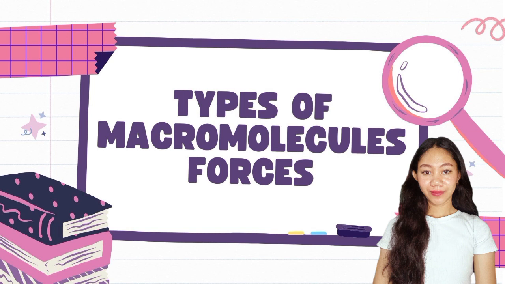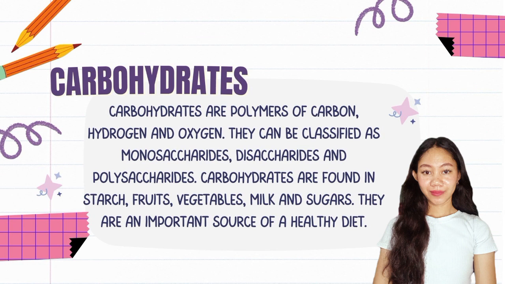So let's move on to the types of macromolecules. First is the carbohydrates. Carbohydrates are polymers of carbon, hydrogen, and oxygen. They can be classified as monosaccharides, disaccharides, and polysaccharides. Carbohydrates are found in starch, fruits, vegetables, milk, and sugar. They are an important source of a healthy diet.